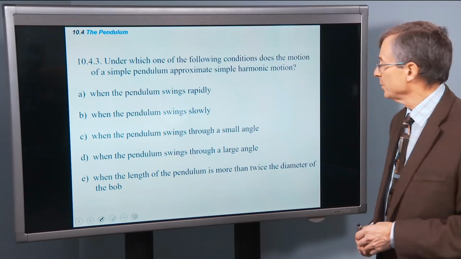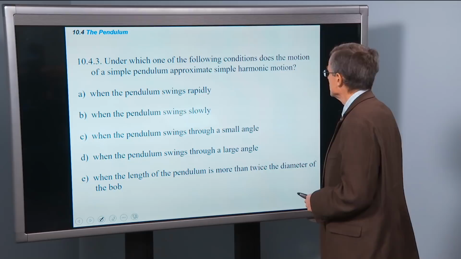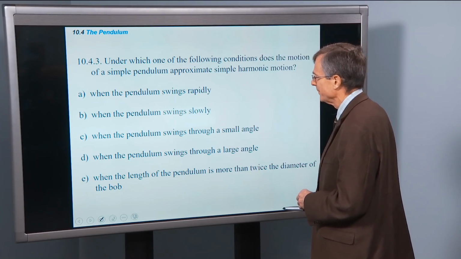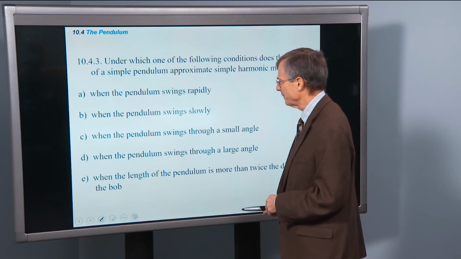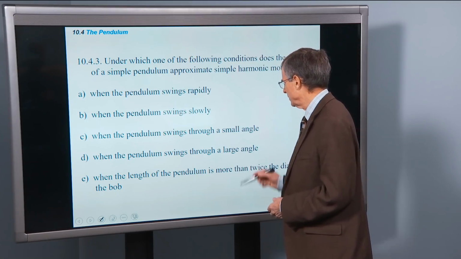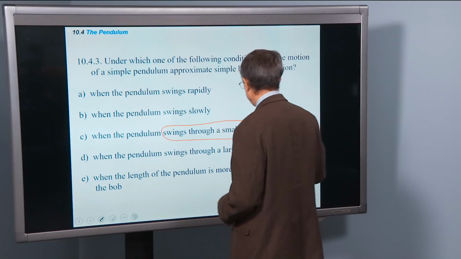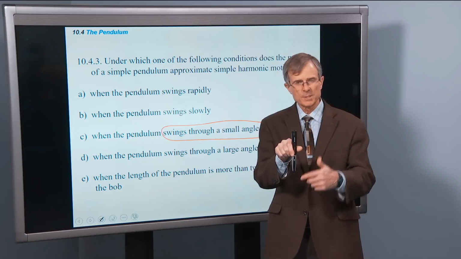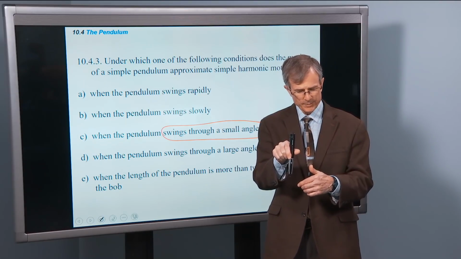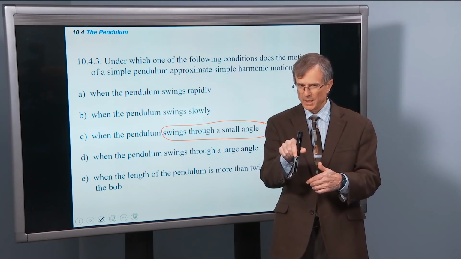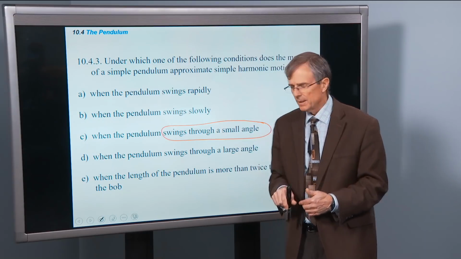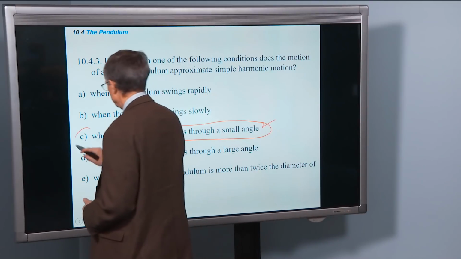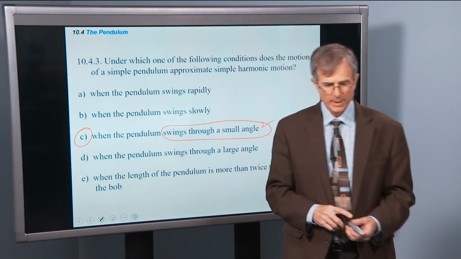All right, under which one of the following conditions does the motion of a simple pendulum approximate simple harmonic motion? When the pendulum swings rapidly? It's actually when it swings through a small angle. We made some approximations in that derivation. We said that tension is equal to mg, but that's only valid if it's not moving very much out of that vertical line. And so it's this one that really matters.